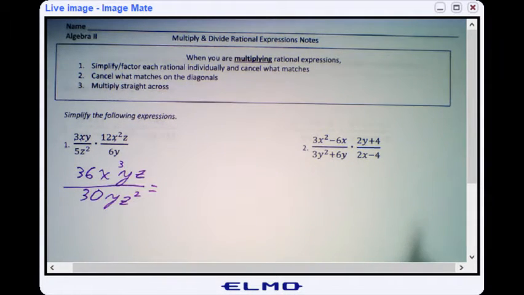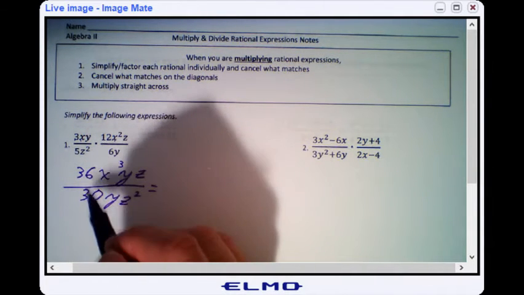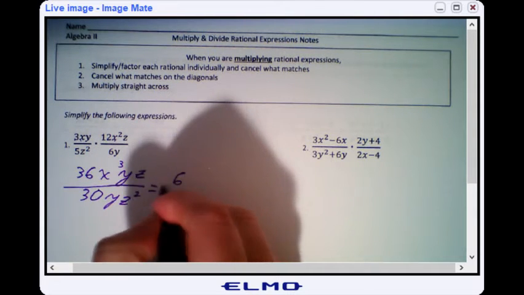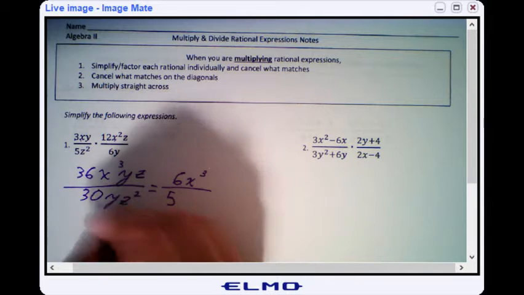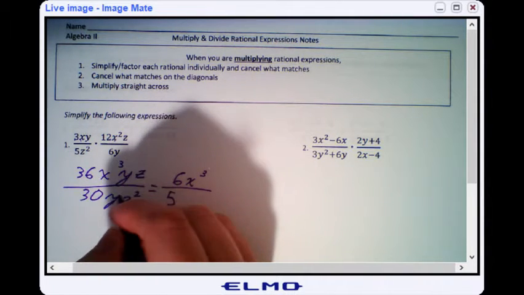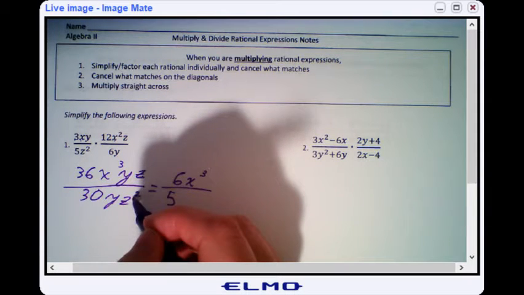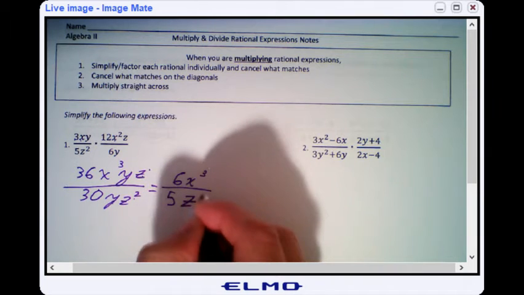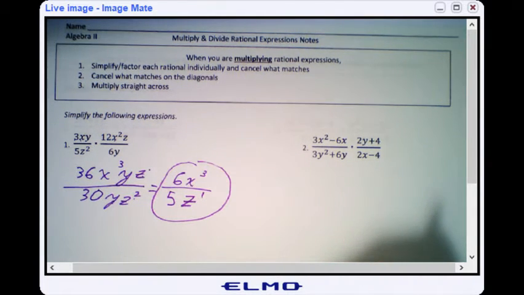We're going to simplify the numerators and denominators, so 36 divided by 30, that's going to simplify to 6/5. X cubed stays on top because there's no x's on the bottom. Y divided by y, we subtract exponents, so that gives us 0. The y's become 1. And then z and z squared, we subtract 2 minus 1 is 1, and it goes wherever the bigger exponent is. So we get 6x cubed being divided by 5z.